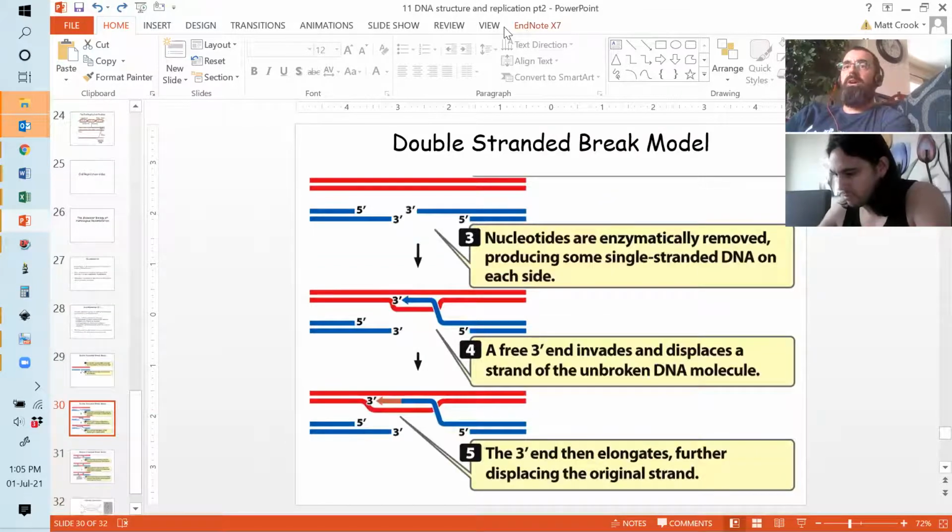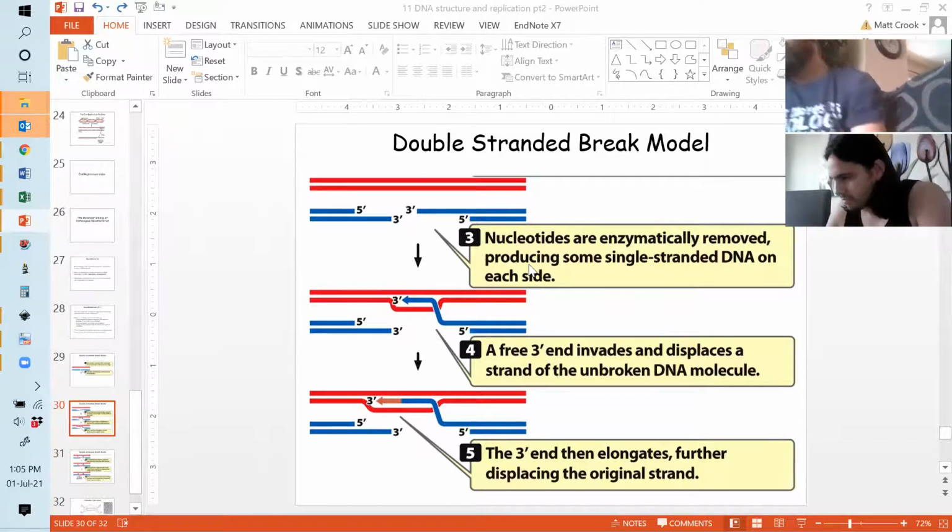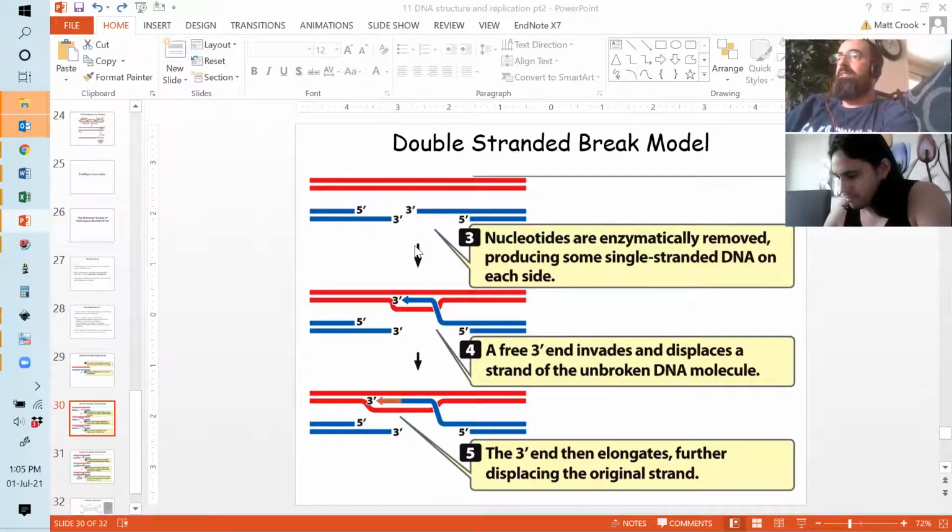And this is where it gets a little hairy. So we've broken the DNA. Now we're going to chew back using an endonuclease, right? Which, just not an endonuclease, an exonuclease, sorry. The endonuclease is what cuts the DNA in the first place. Exonuclease is going to remove from the 5' end of each strand some of the DNA. So you end up with single-stranded DNA for a stretch either side of that break.